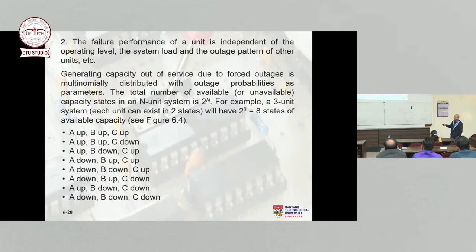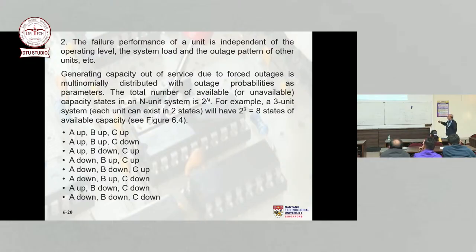The second assumption is the failure performance of the unit is independent of the operating level, the system load, and the outage pattern of other units. What does it mean? In our terms, we have been saying that the generators are independent. One generator outage is independent of another generator outage. There is no common cause. We have something called common mode failures, common cause failures. So here we are ignoring them. We are saying that the outages are independent, completely independent.